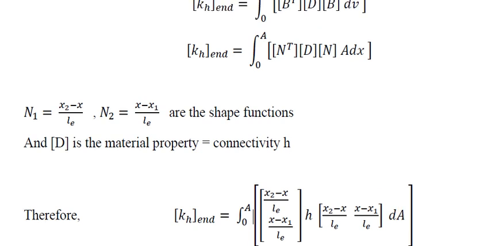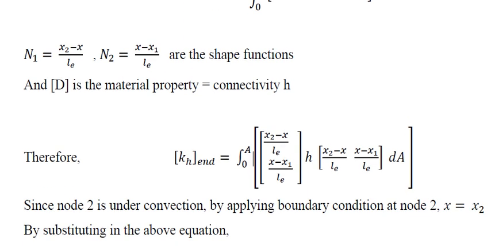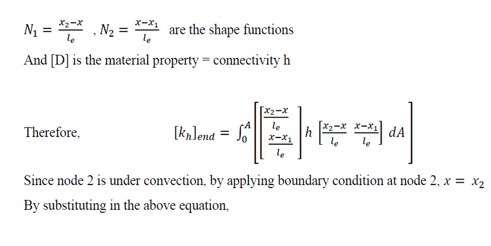Their conduction was happening. So N1, N transpose is replaced. A very important concept is that it is a 0 to A integration because we are dealing with cross-sectional area. Convection deals with cross-section, conduction deals with volume. We are not taking volume, we are taking cross-sectional area A, for end convection, not surface convection. So that is why cross-sectional area A.